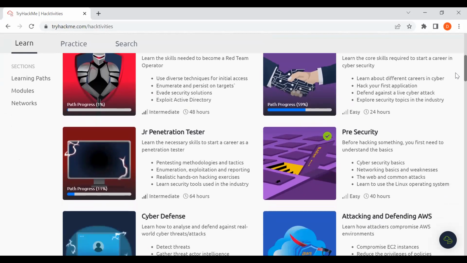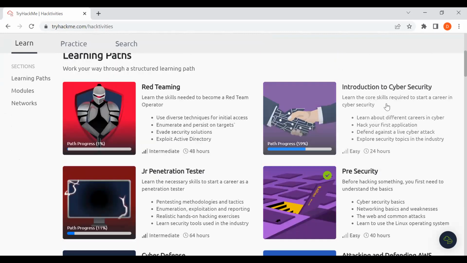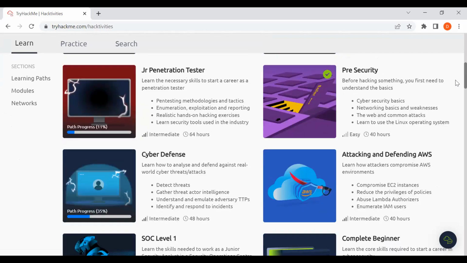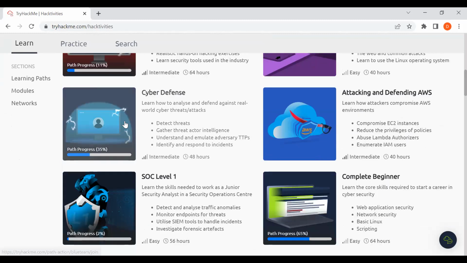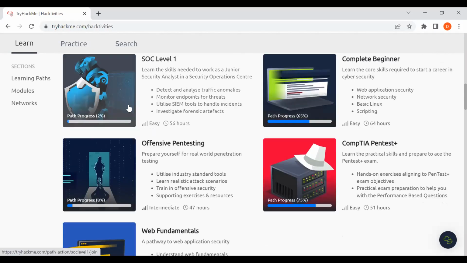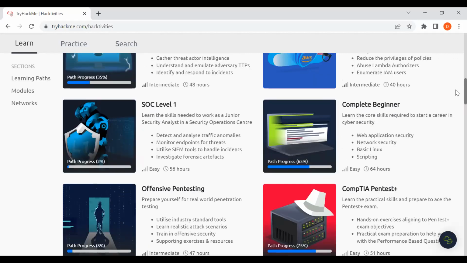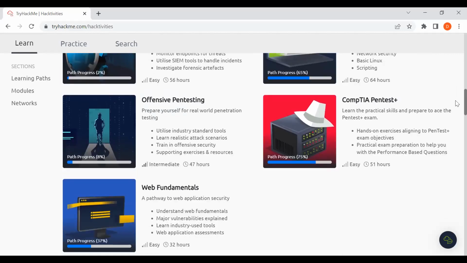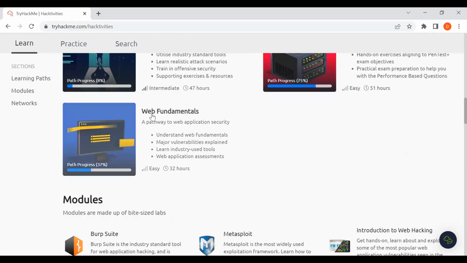So you can see from my dashboard, I think I've done something about introduction to cybersecurity. I've done something around junior penetration tester. I've finished the pre-security. I've also done something around cyber defense. You can see the progress level there. I think these are things I did like 2 or 3 years ago, right? You can see progress for this course, which is the SOC level, progress for offensive penetration testing, progress for CompTIA penetration testing, and progress for web fundamentals.